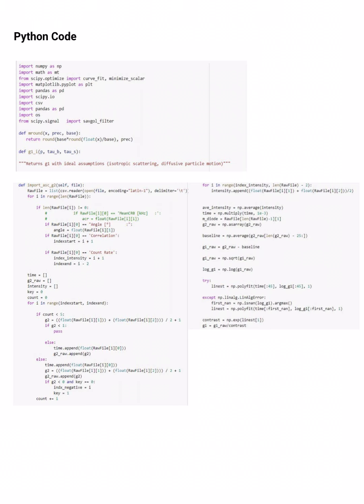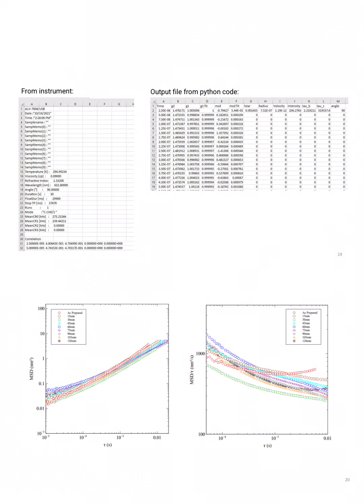On the bottom left, you can see the code gets time, intensity, and G2 values from the raw experimental ASC file from the software for the ALV. And then using a for loop, G1 is calculated with the help of a np.polyfit function. On the top left is what a raw ASC file looks like, so there's not much useful information here besides time, G2, and intensity. And then on the top right is an output CSV file from the Python code. And as you can see, it has all of our useful information such as G1, MSD, L star, and radius.